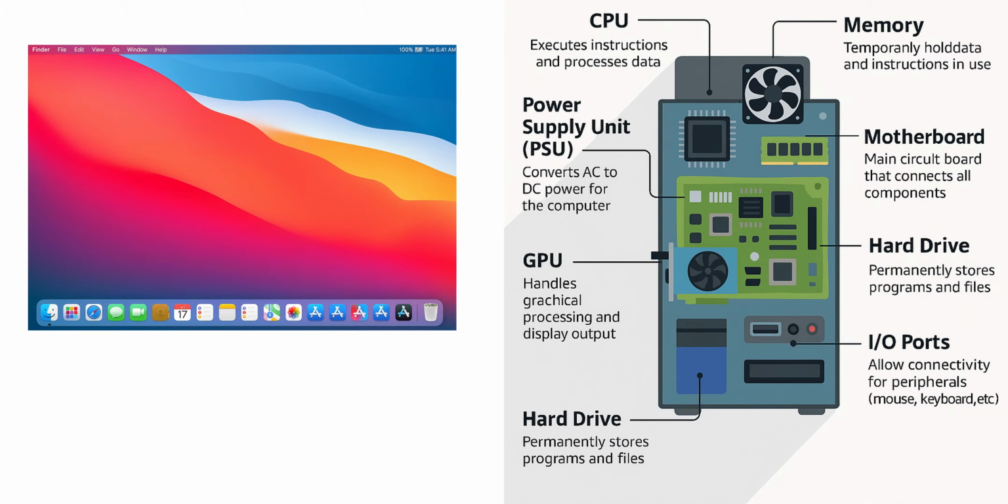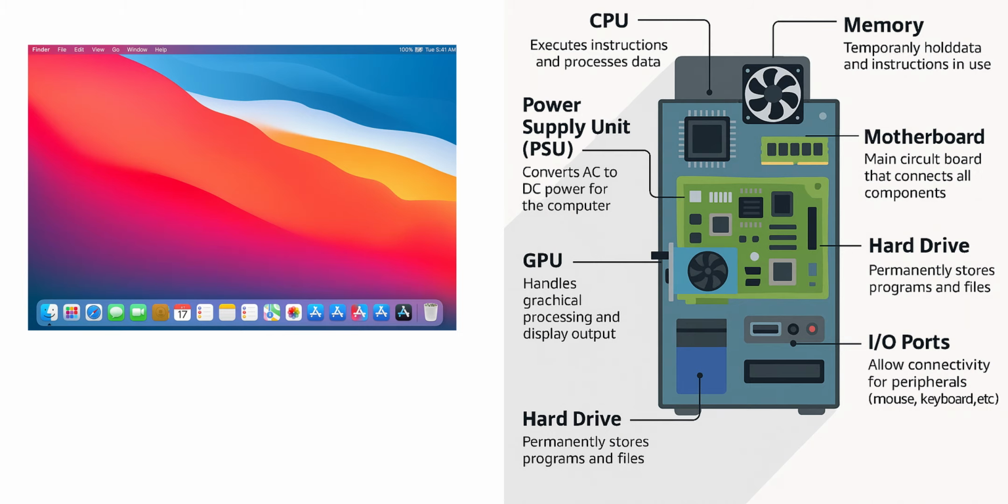An operating system does not operate in a vacuum. It manages real physical hardware. On the left, you can see a typical macOS desktop. This is the layer the user actually interacts with. On the right, we have opened up the case to look at what's actually inside.